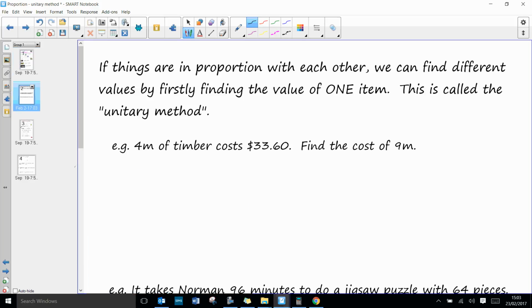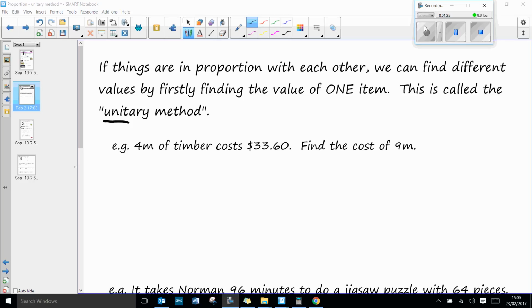If things are in proportion with each other, we can find different values by firstly finding the value of one item. This is called the unitary method because we are finding the value of one of the units. So 4 meters of timber costs $33.60. Find the cost of 9 meters.